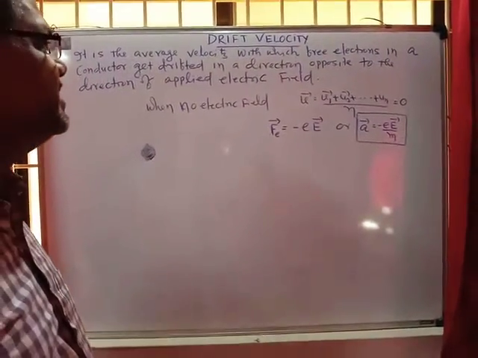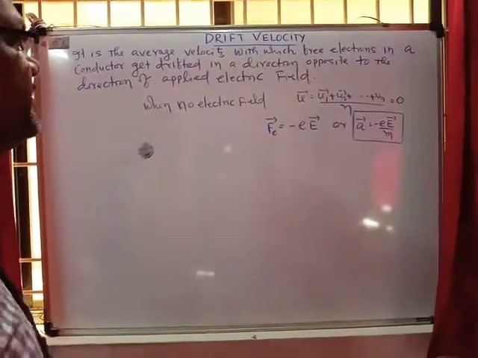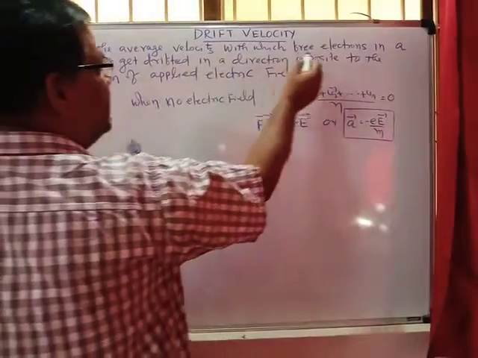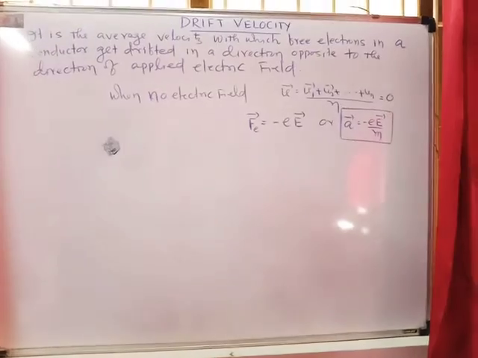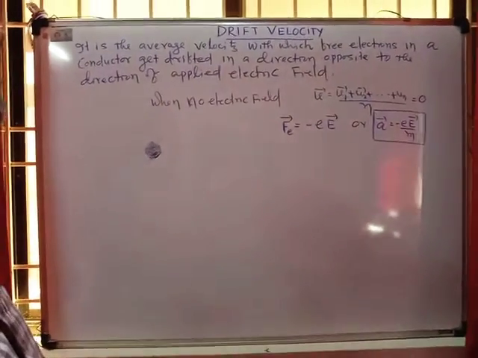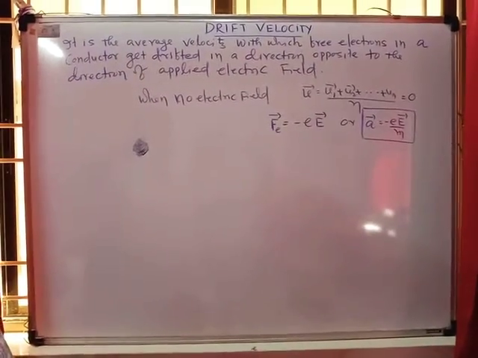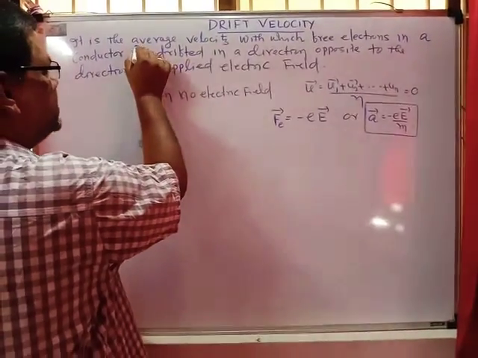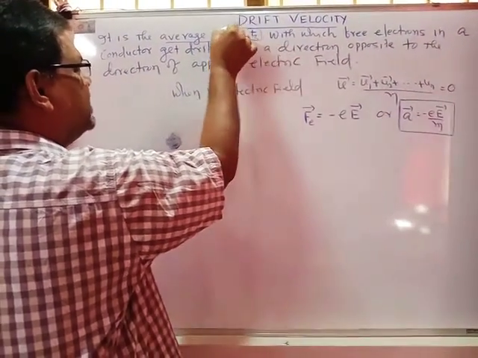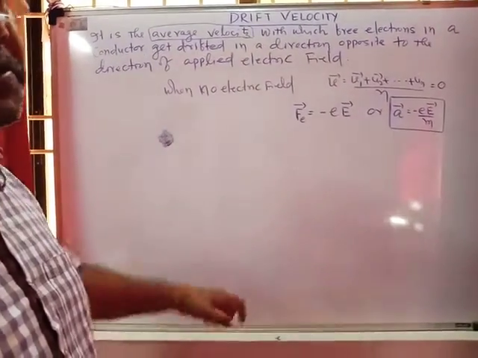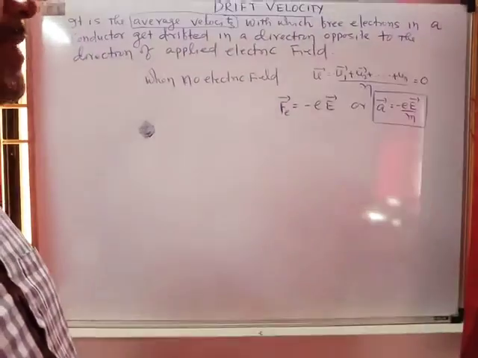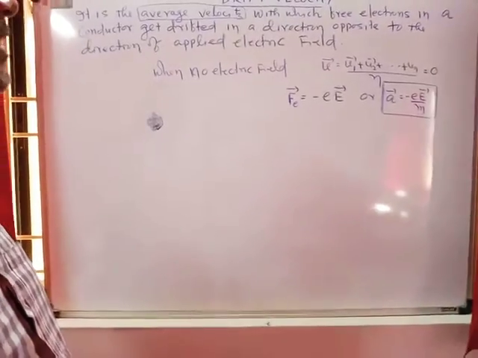It is the average velocity with which the free electrons in a conductor get drifted in a direction opposite to the direction of the applied electric field. And surely, it is the average constant velocity with which the free electrons get drifted opposite to that of the applied electric field.